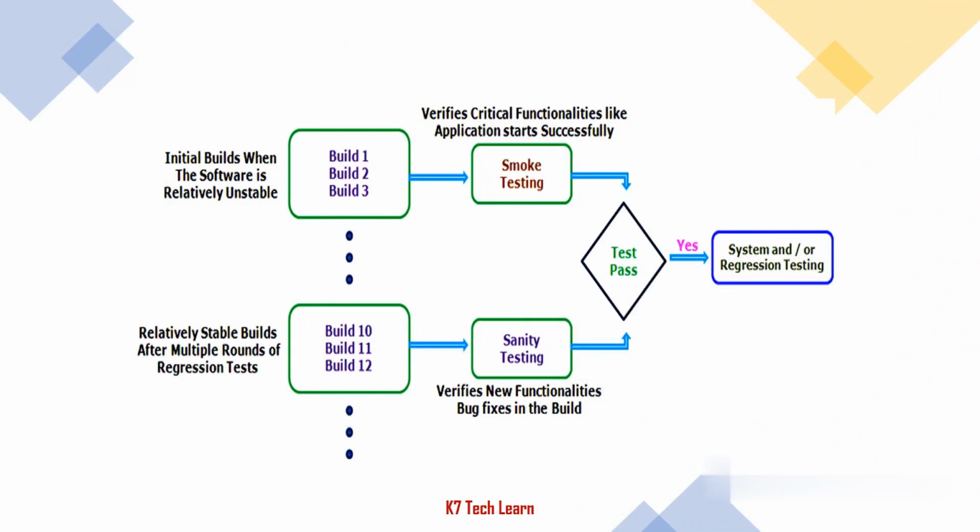Let's have a look at this picture. You will come to know what is smoke and what is sanity. Smoke testing will be performed on unstable builds to check critical functionalities like application starts successfully. And sanity testing will be performed on stable builds to check new functionalities and bug fixes in the build.